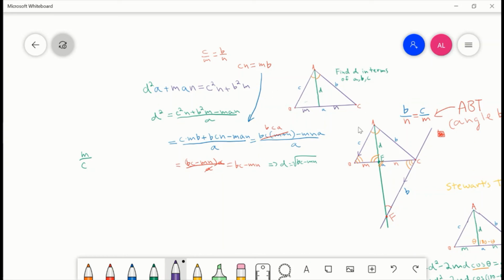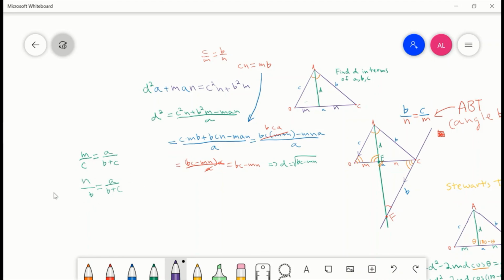So what we have is m over c is equal to a over b plus c. So what does this mean? That means that this part to this part is the same as this whole to this whole right here. And the same actually goes for n. And once again, this can be easily proven using the angle bisector theorem, so I'm not going to prove it here. But this fact is true, just to let you know.